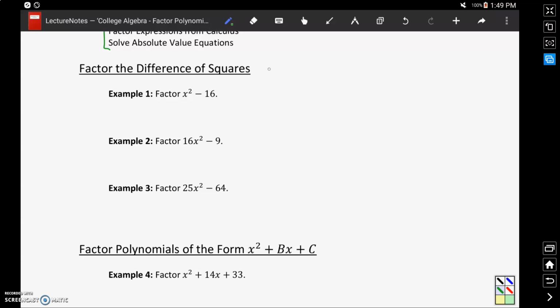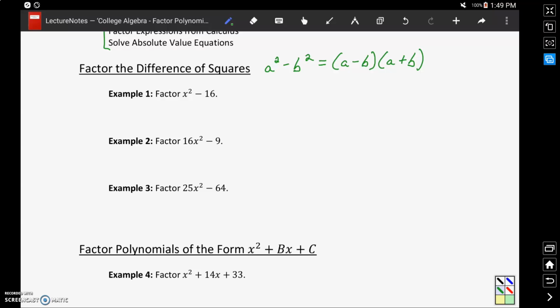What we're looking for is something of the form a squared minus b squared, meaning we have exactly two terms, the second one being subtracted from the first, and each of those terms need to be perfect squares. If so, we can factor this as a minus b times a plus b.